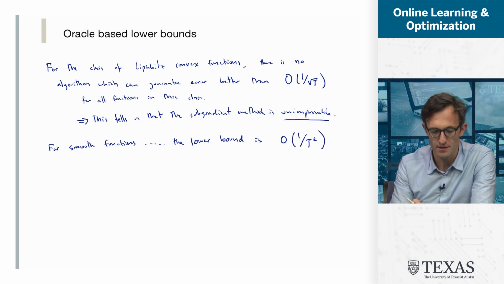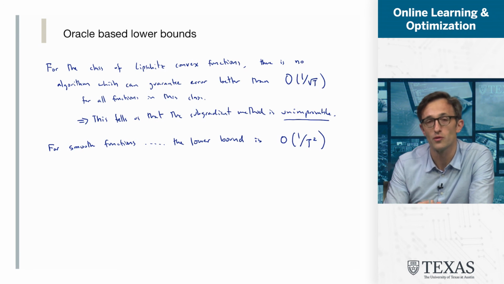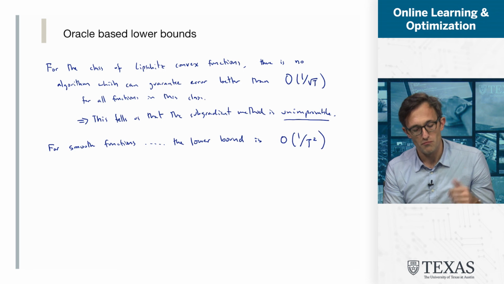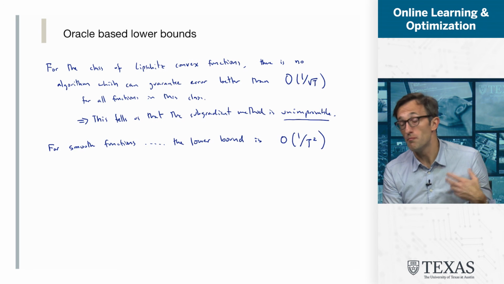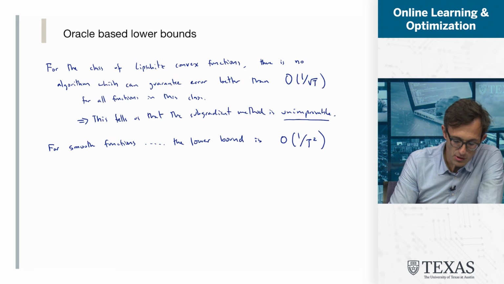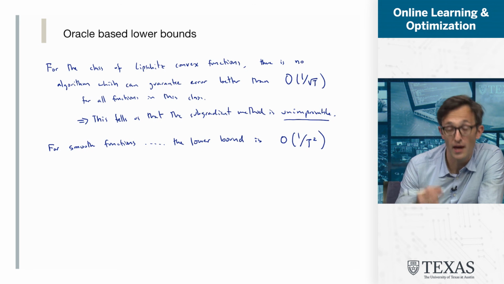This is not saying that here is an algorithm that does better than your gradient descent algorithm. It's actually just saying that there is no algorithm that can do better than 1 over t squared. So of course this leaves open the question, can we do something better?